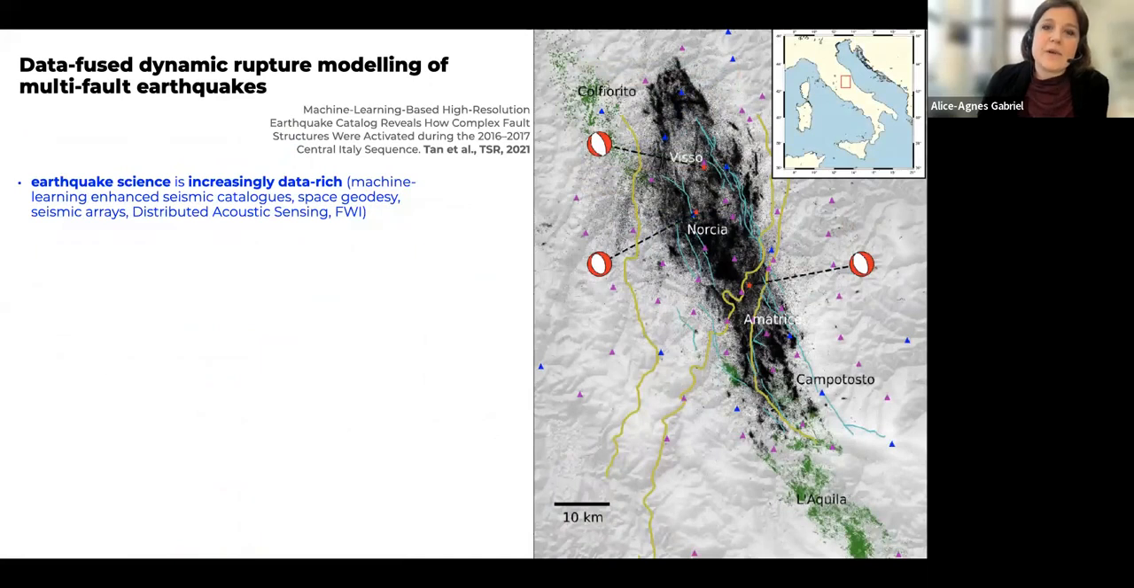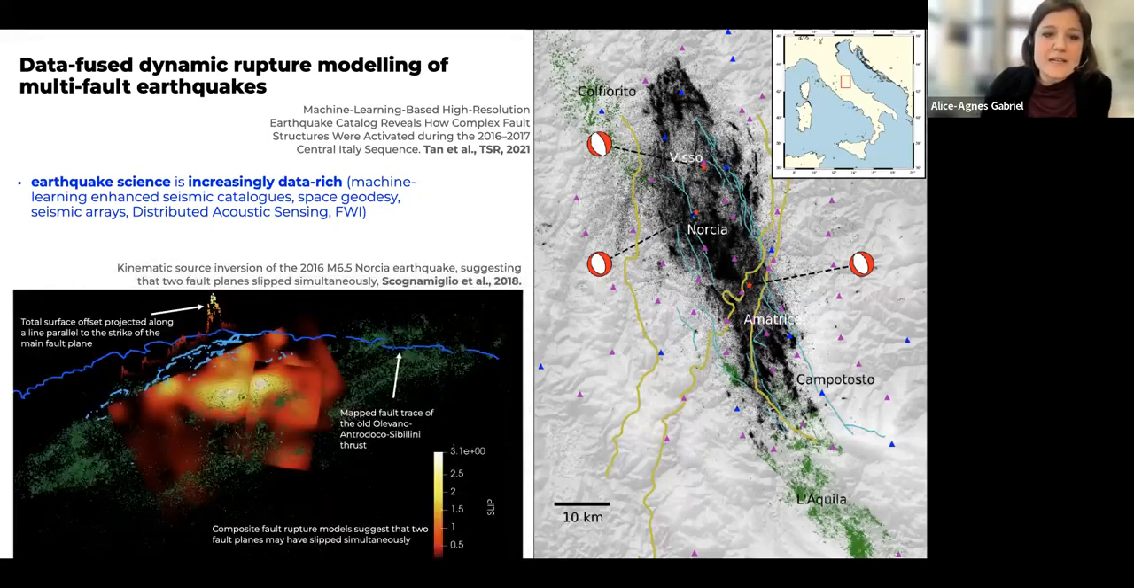And motivating for porting these kinds of modeling techniques to actual earthquakes is that earthquake science is increasingly data rich. So this is, of course, a really nice example of a machine learning enhanced seismic catalog, showing us just how complex fault structures are also co-seismically activated, for example, throughout the central Italy sequence. We also have a lot of advances in distributed acoustic sensing and space geodesy, array techniques, and so on.